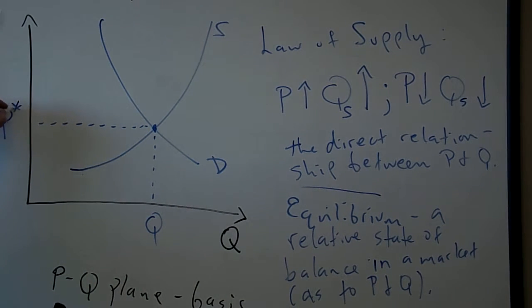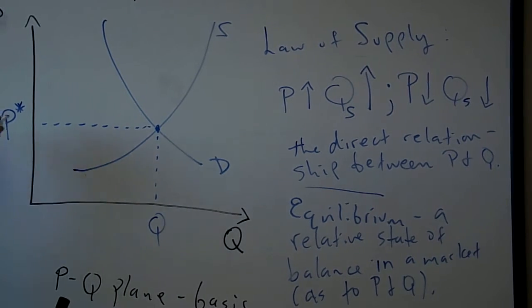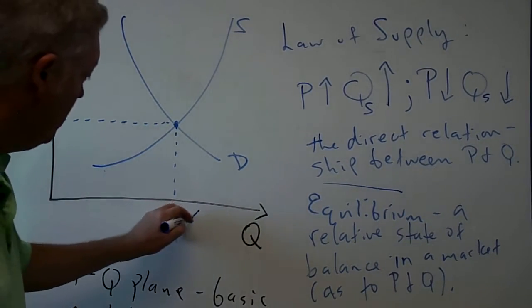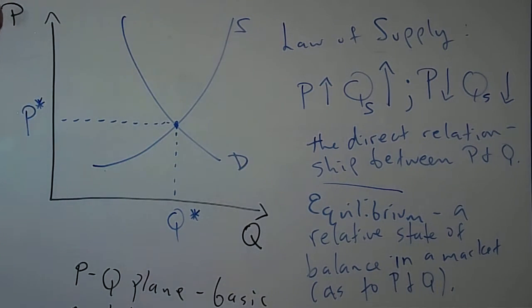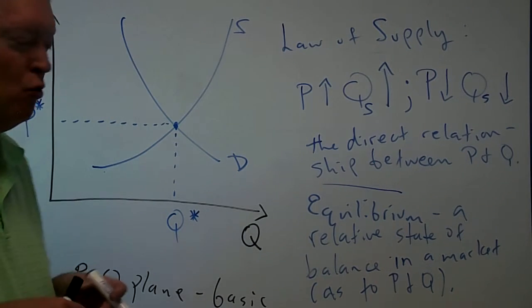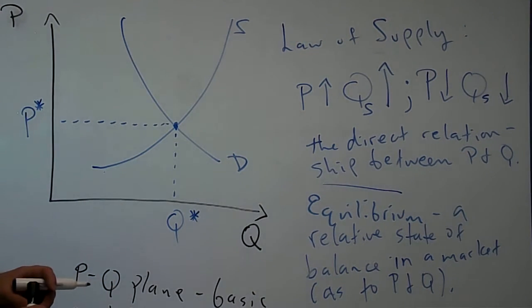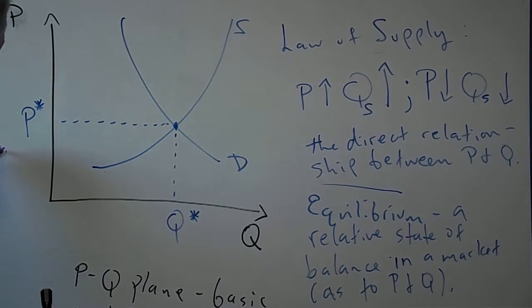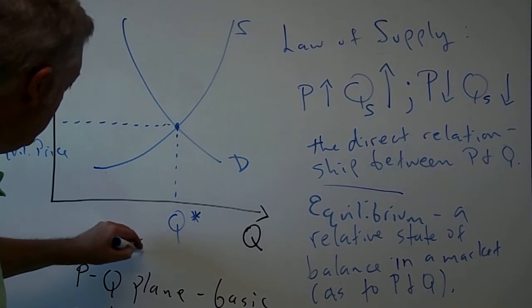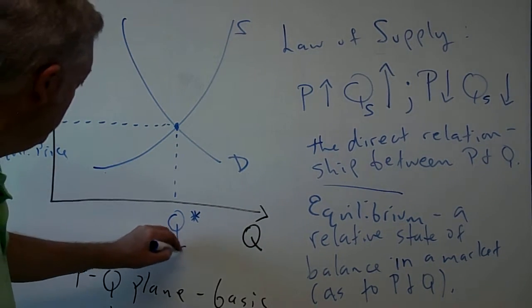we can simply refer to the points along the axis that correspond to that ordered pair as being equilibrium price, which we'll put a little star, a little asterisk, that we usually pronounce P star, and a little asterisk by quantity that we refer to as equilibrium quantity, which we usually call just Q star. So equilibrium price is here, and equilibrium quantity is here.